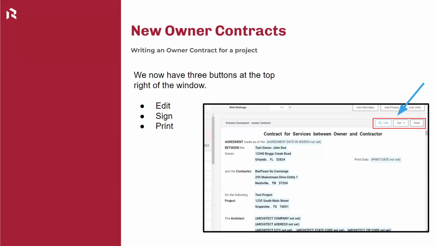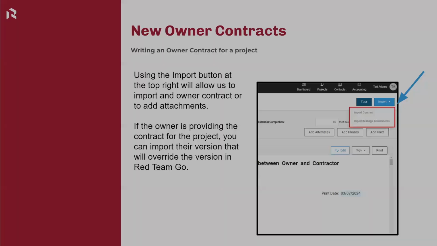From within here, we have a few different options up at the top right. We can edit, sign, or print. You'll notice that the sign button has a drop down. There's a couple of different ways to go with that. I'll show you that in just a minute.